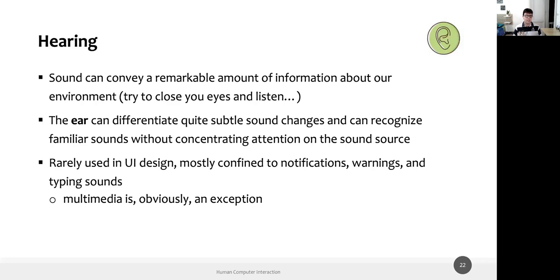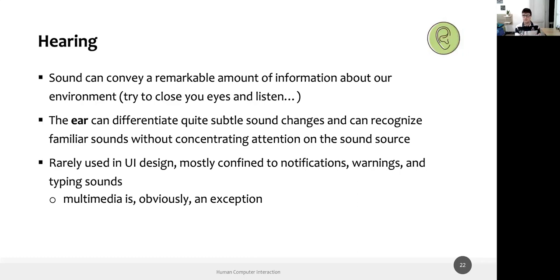However, hearing and all these capabilities are rarely used in design, in user interface design. As we experience, it is mostly confined to notification, warning, and typing sounds, like when you type on a keyboard or on a touch screen. So to notify, to warn, to give a small feedback about an operation that you are doing with your hands or about things that happen visually.